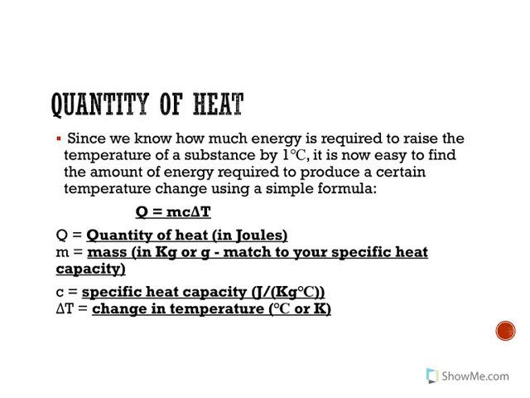We need to make sure we match our specific heat capacity, whatever we get from our table of values or is given to us in the question. c is specific heat capacity in joules per kilogram degree Celsius, or, as said, sometimes they can be given in joules per gram degree Celsius, in which case we would need to make sure our mass was in grams. And change in temperature is in degrees Celsius or Kelvin. And just a note here, whenever you see that change symbol, that delta in temperature, that means your final temperature minus your initial temperature.